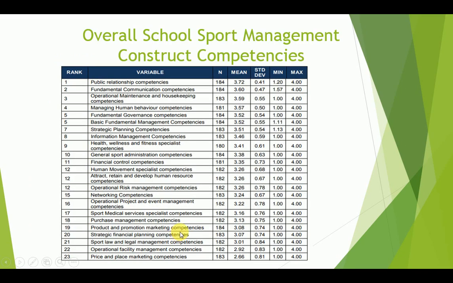Now we will look at an example of data. This is overall school sport management construct competencies. In the rank first, public relation competencies, fundamental communication competencies, and so on. The measures are number of respondents, n means the number of respondents, and the mean, standard deviation, minimum, and the maximum are given in the tables. Now how we will interpret this data.